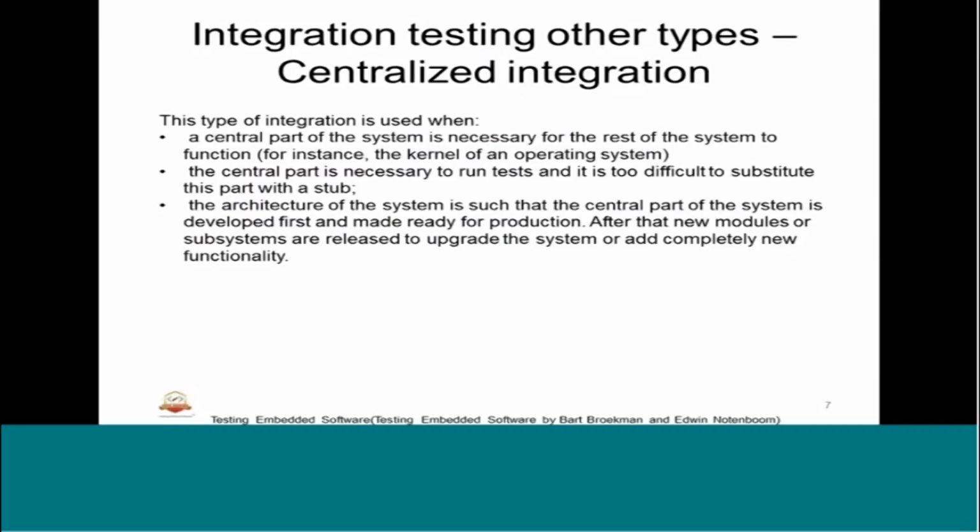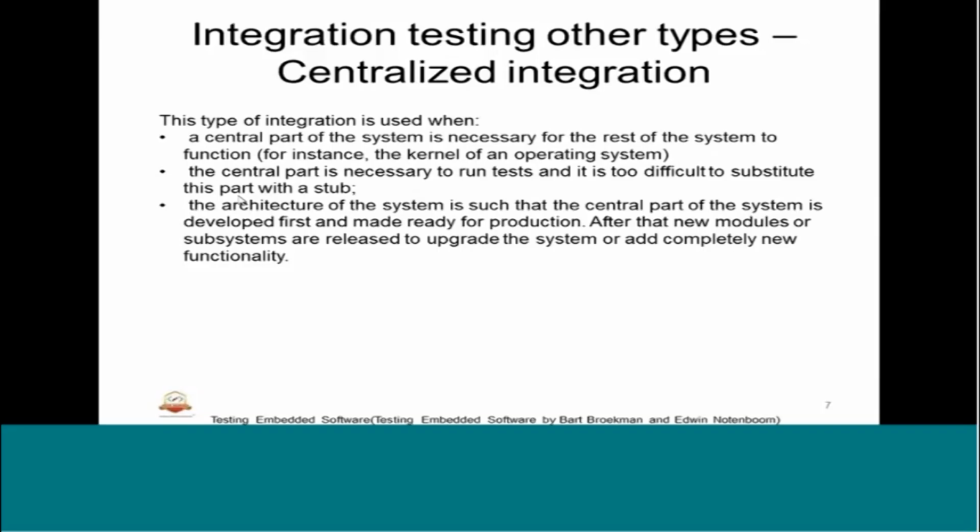For example, an OS or a kernel. So definitely we need to first address the kernel or the operating system first. That is centralized, and surrounding this centralized part, there are subsystems which can be tested subsequently. The central part is necessary to run tests, and it is too difficult to substitute this part with a stub, right? So we cannot replace an OS with another stub. The OS has to be there for testing. So that is the central part, the fulcrum of the entire embedded software system.